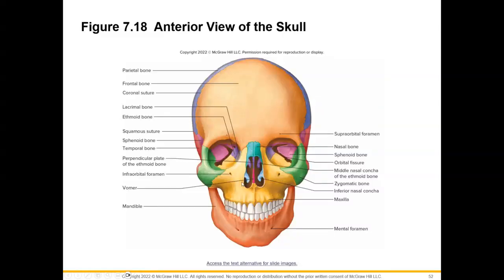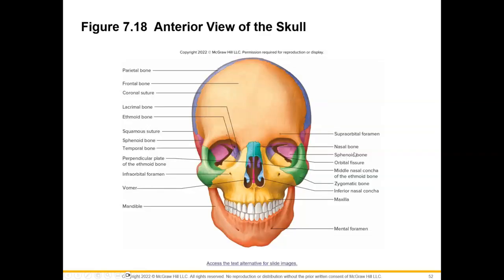Okay, you do have small openings here and there, like the infraorbital foramen and the mental foramen down here, again for nerves and blood vessels. The vomer is another central area of the bone. Okay, the mandible is a movable part, the bottom of the skull.